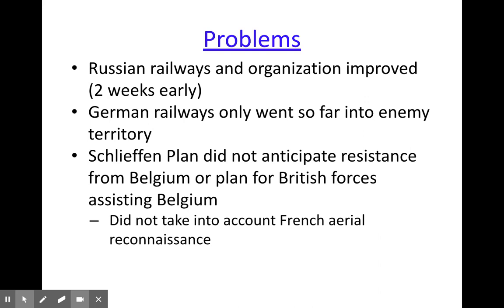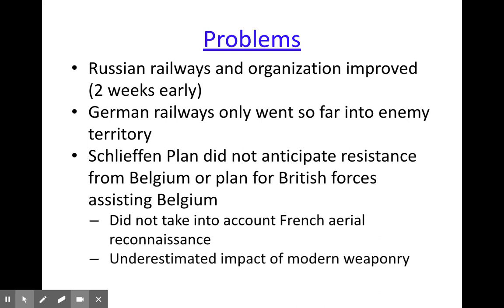They also didn't take into account that France has airplanes, and they are cruising the skies, doing some reconnaissance, making sure that they know what Germany is doing in terms of movements. Another problem is that Germany really underestimated the impact of modern weaponry. When you're facing an enemy that can fire 500 rounds a minute with their weapon, it's maybe not going to be as easy to advance as you initially think.